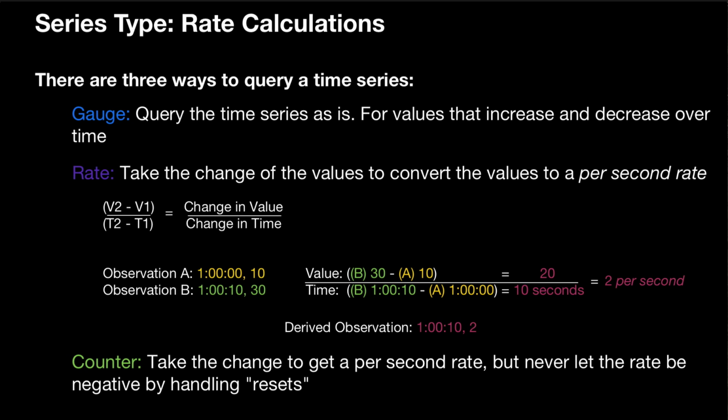Finally, we can also do a counter. So this also takes the rate. It gives us a per second rate, but it never lets the rate go negative. So it's for things that are expected to always be increasing but reset once in a while. And when it resets, it will set it to a value of 0 in the current version, and I believe in future versions it'll drop that value, which would be preferred.